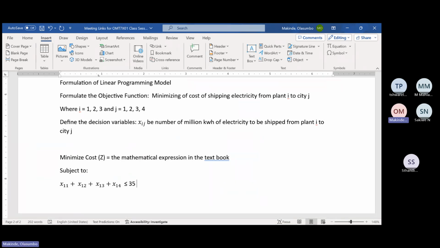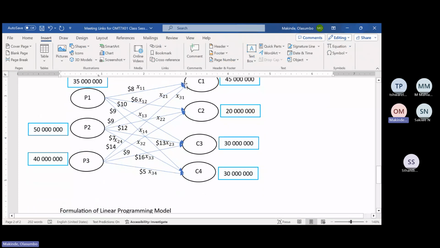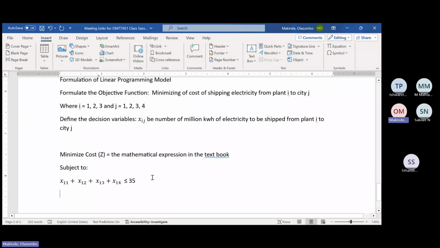So that is the supply one capacity constraint, meaning that X11 from plant 1 to city 1 plus from plant 1 to city 2 plus from plant 1 to city 3 plus from plant 1 to city 4. Anything we supply from there should not exceed 35 million, because everything is in million.